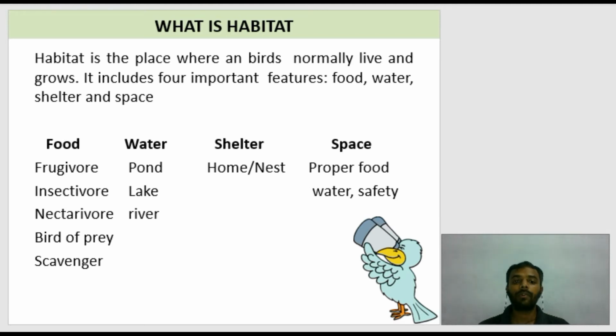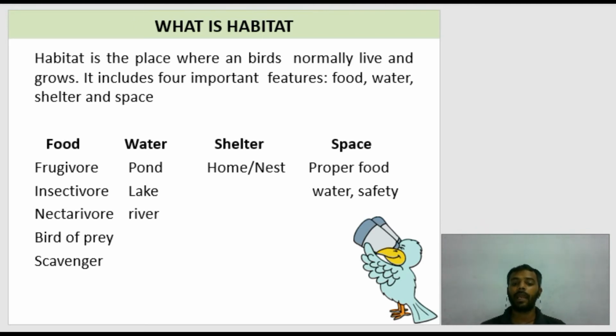So, what are frugivores? Frugivores means the birds who eat fruits only. Insectivores means the birds who eat small insects, caterpillars, butterflies, dragonflies, etc. Nectarivores means the birds who suck pollen or nectar of flowers. Birds of prey means the large birds who hunt small birds, rats, fishes, small snakes, and other small animals for their food. Scavengers are those birds which eat the flesh of dead animals.